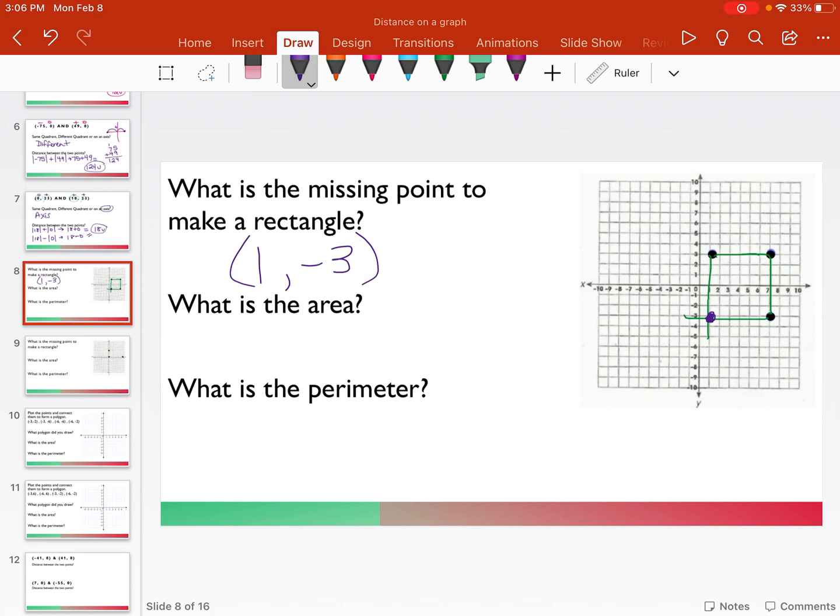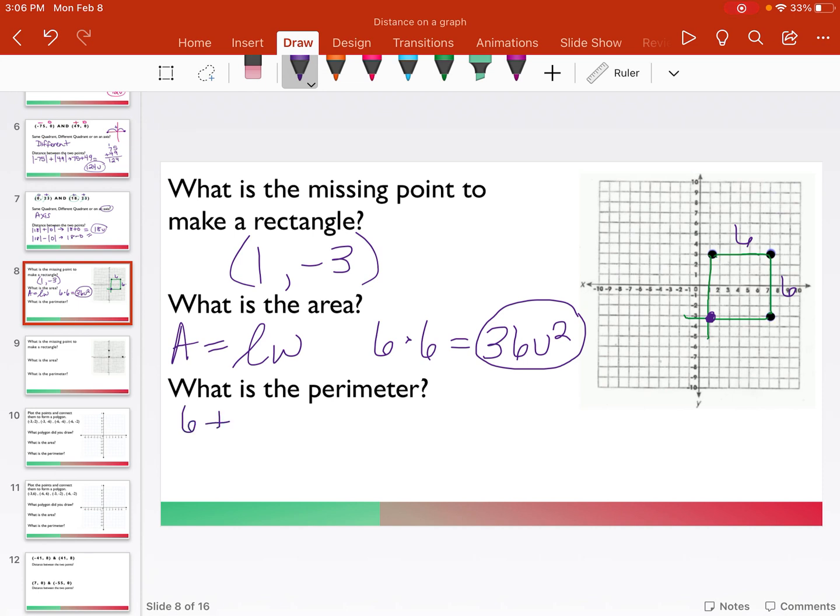Then they asked me for the area. Well, to find area of a rectangle, it's length times width. So you just need to count your distance so you can see what the length and width are. So I can see this is 6, this is 6. 6 times 6 equals 36. And then it's units squared because it's area. Perimeter, remember, is adding all the way around. So 6 plus 6 plus 6 plus 6, which gives us 24 units.